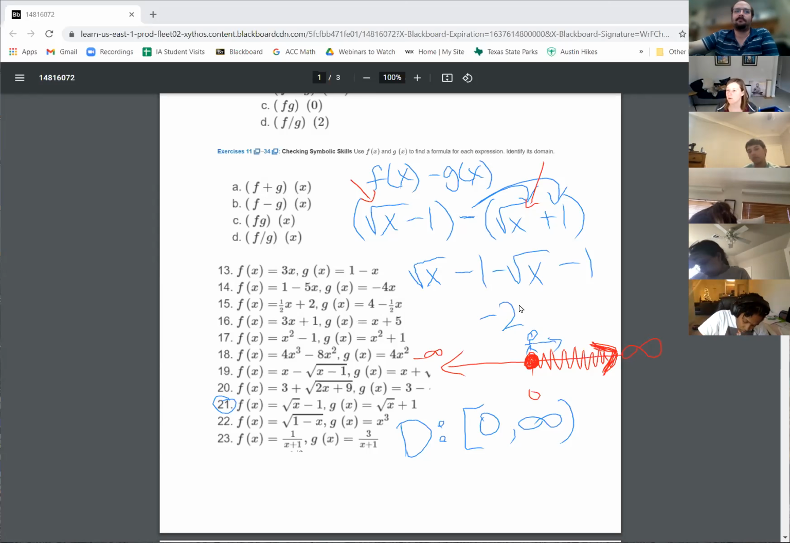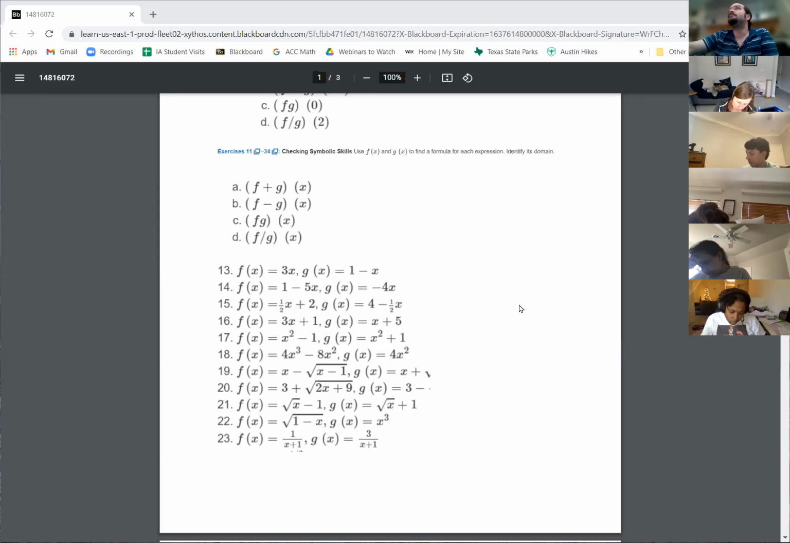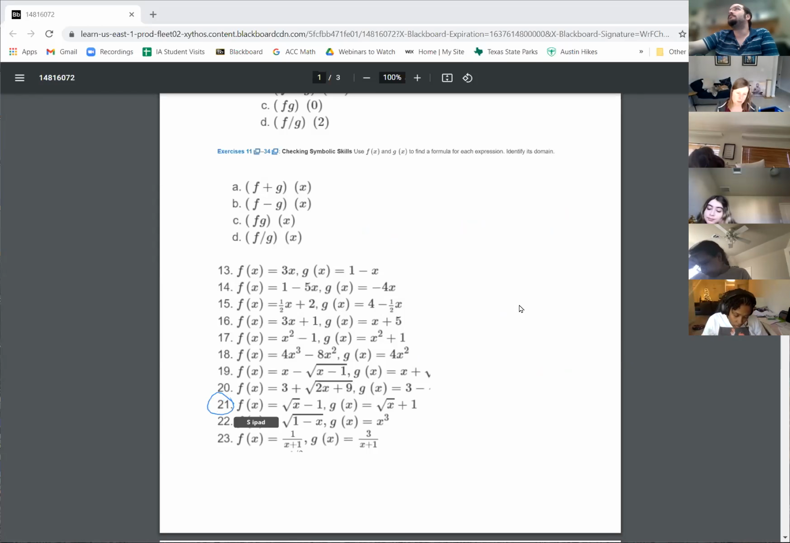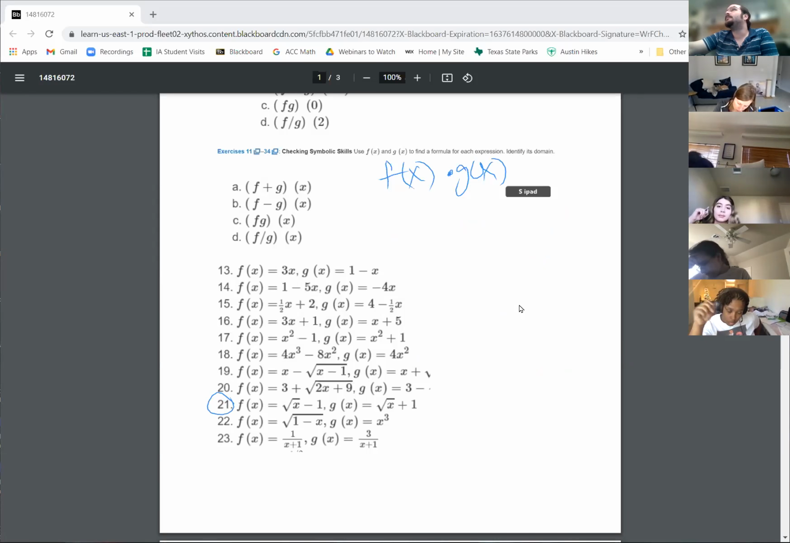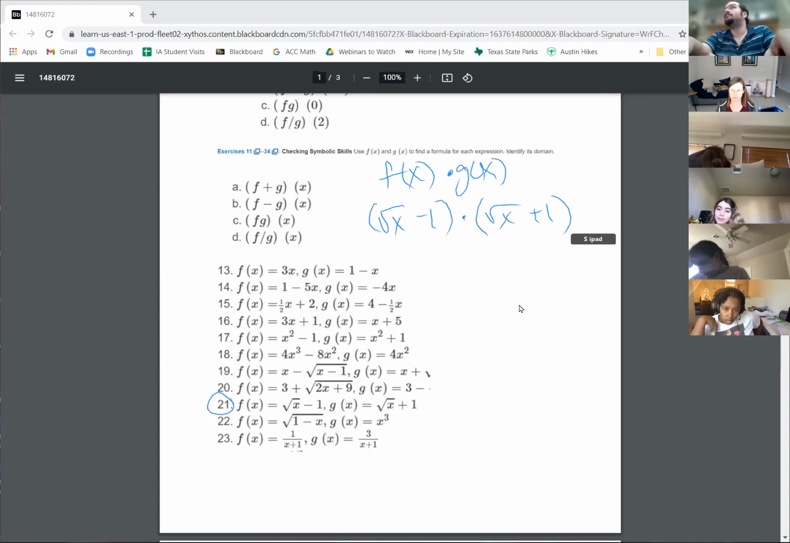Okay. All right. So next we're at Vanessa for letter C. I did parenthesis square root of x minus 1. Well, you did square root of x minus 1. Okay. And then times the square root of x plus 1. And then I don't know if that's right. I did -1 square root of x for the answer.